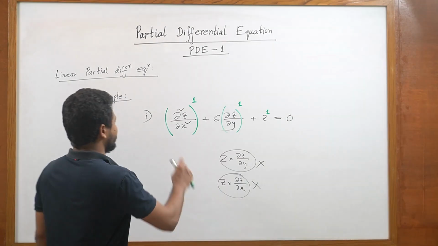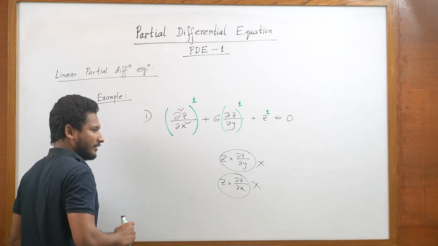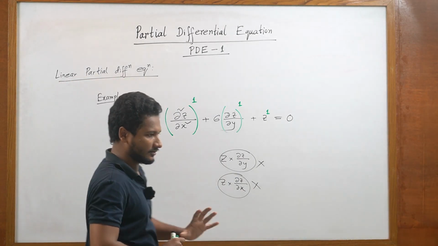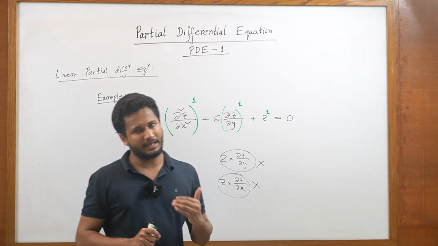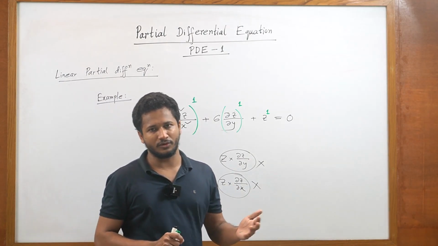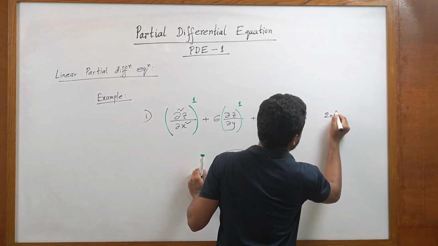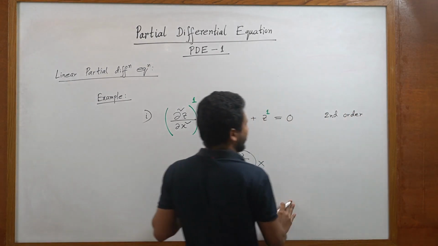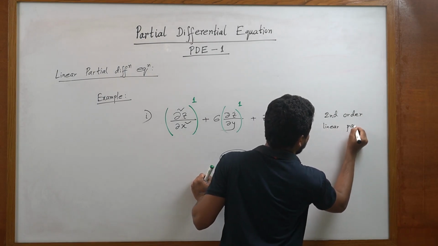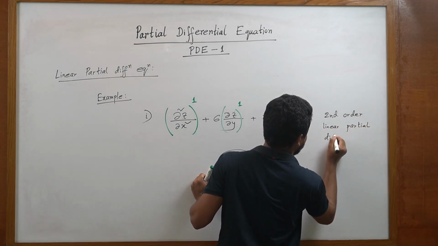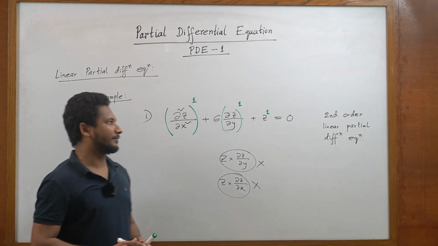Okay, this partial differential equation's order is 2 but degree 1. Linear partial differential equation always has degree 1, but order can be 1, 2, 3, 4 or higher. So this equation will be second order linear partial differential equation.